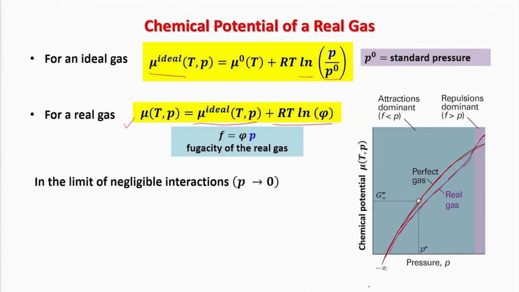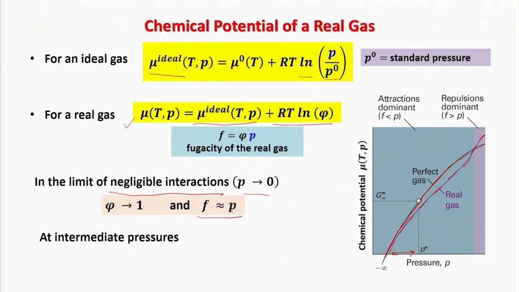So first, let us consider the limit of negligible interaction, where the pressure is very low, and we are somewhere in this region where you see that the ideal gas and the real gas will have nearly superimposable values of chemical potential. Here phi is limiting to 1, as a result of which the fugacity is approximately equal to pressure.